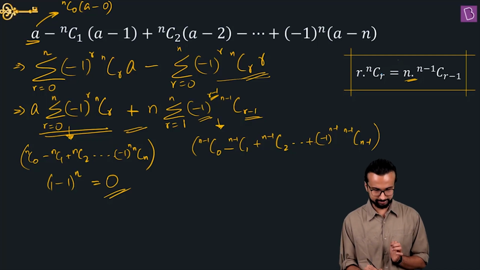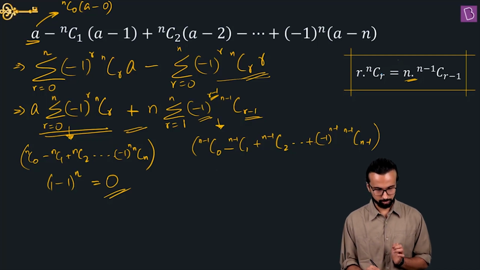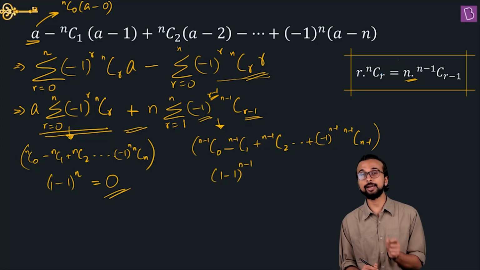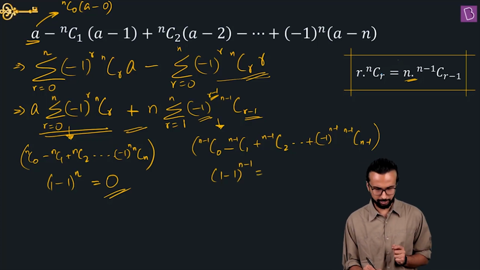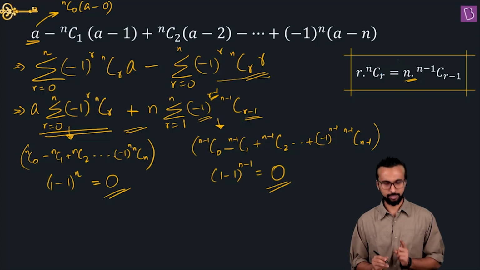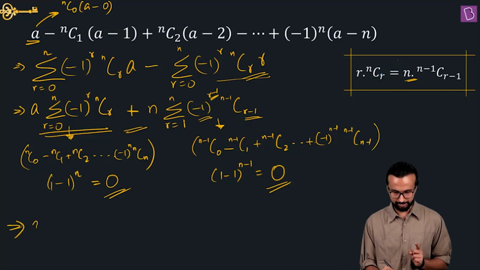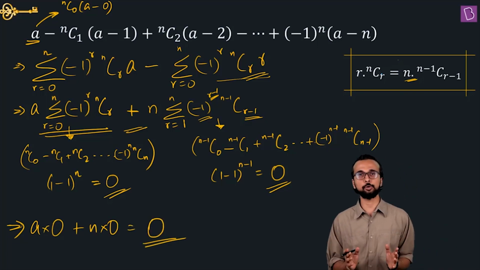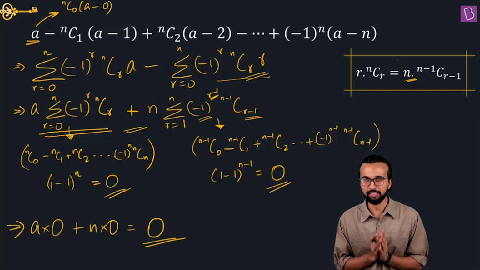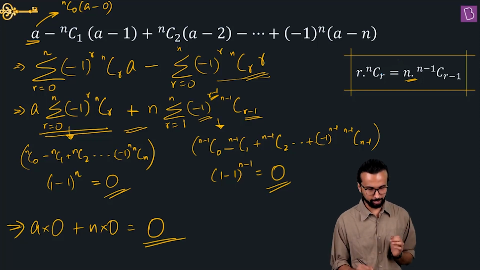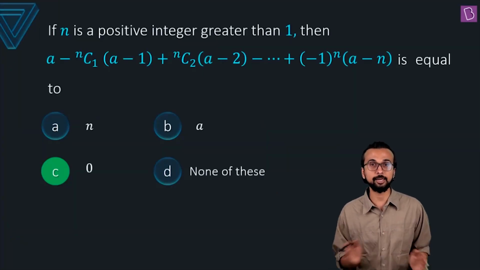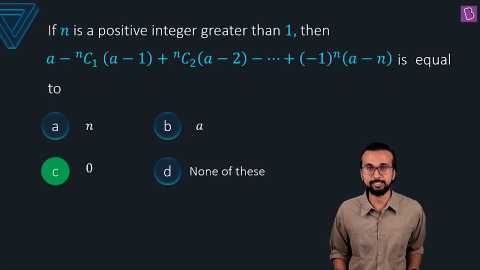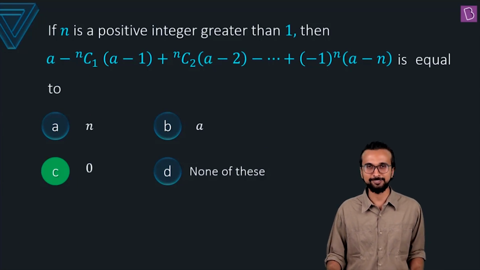And this sum is also nothing but the expansion of (1-1)^(n-1), which is 0^(n-1), which is 0 itself. So basically, you are adding a into 0 plus n into 0. The whole thing has to come out to 0. Got that? All right. So let's look at our options. We are looking at nothing but option C here, which is 0.